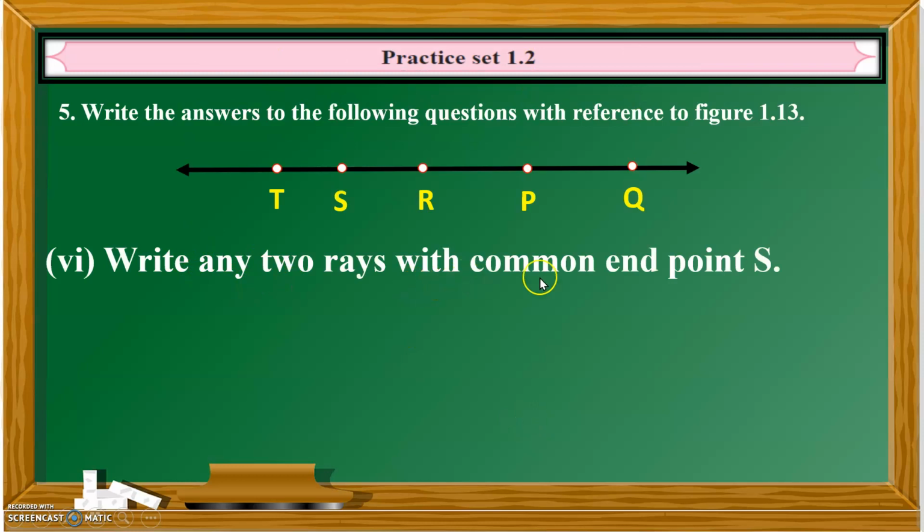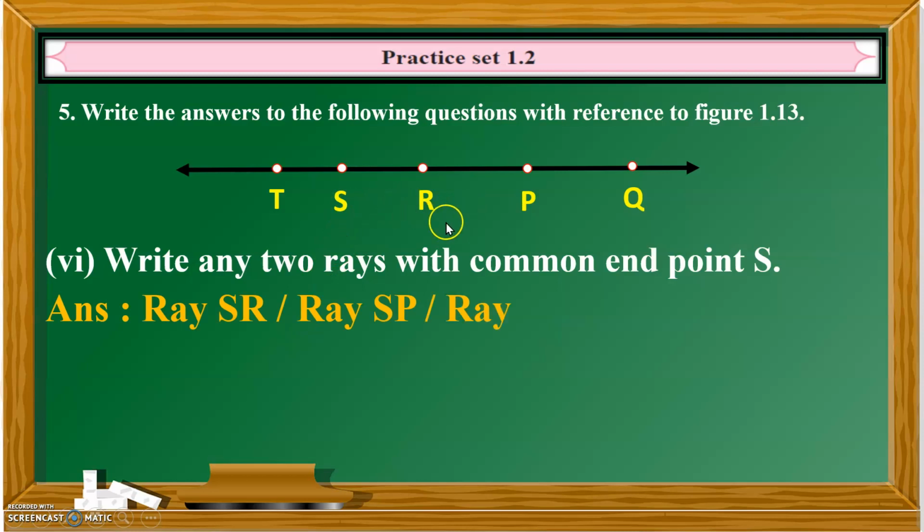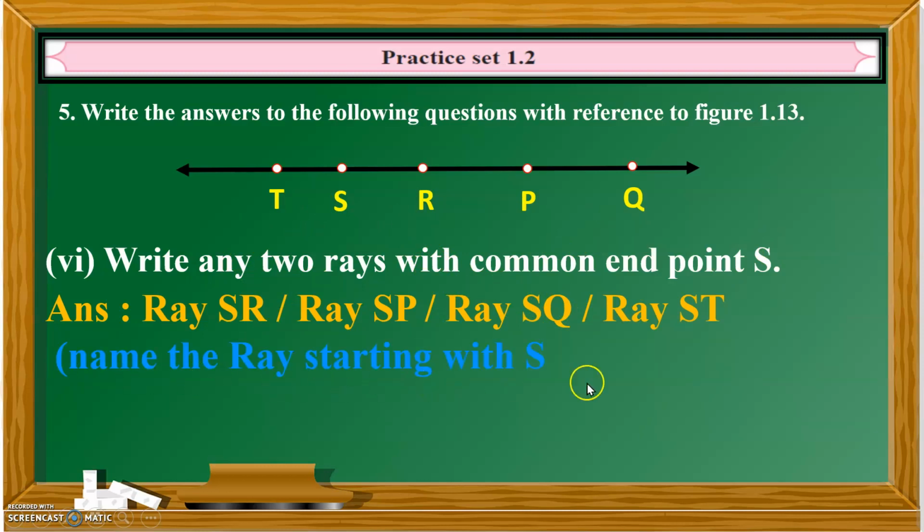Write any two rays with common endpoint S. So you can take S and write any ray. It could be ray SR, ray SP, ray SQ, or ray ST. Any of these answers, any two rays will be your answer. Name the ray starting with S and any other point, alphabet on the line. That's the explanation for it.